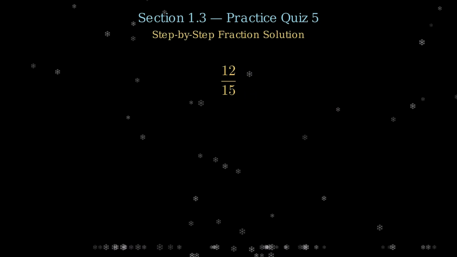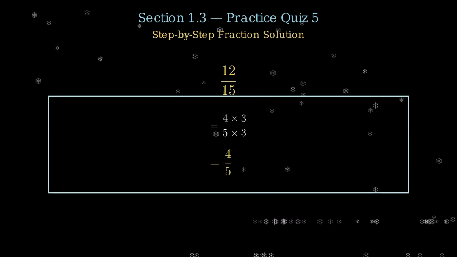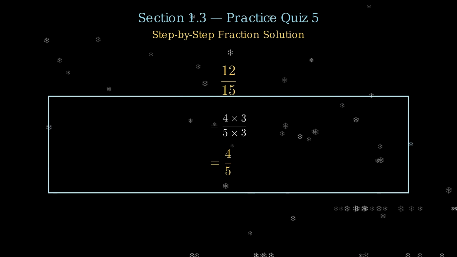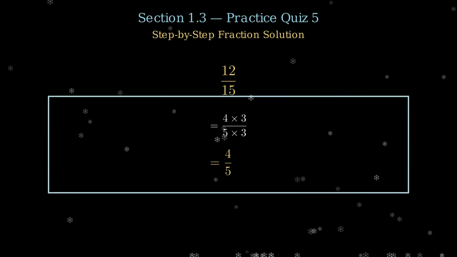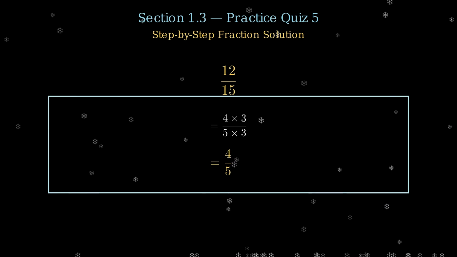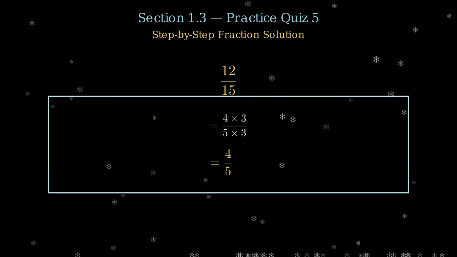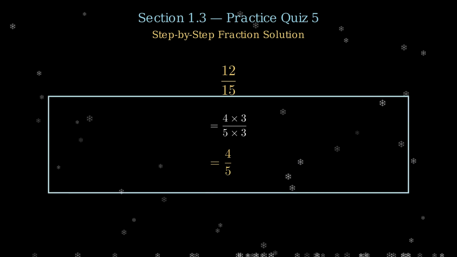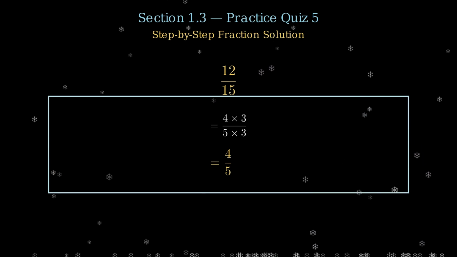Let's solve this efficiently. First, we find that both 12 and 15 can be divided by their greatest common factor, which is 3. We rewrite 12 as 4 times 3 and 15 as 5 times 3. By canceling out the common factor of 3 from both the top and the bottom, we produce the final simplified equivalent fraction, 4 over 5.